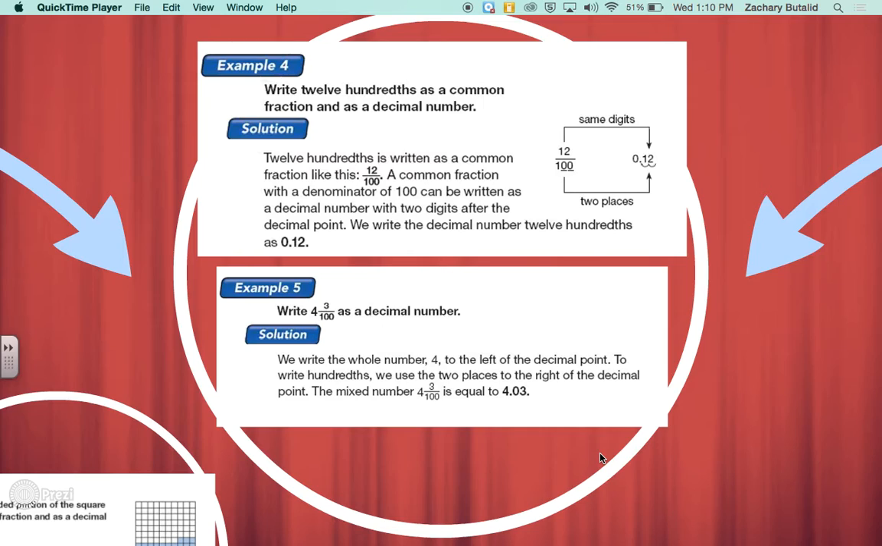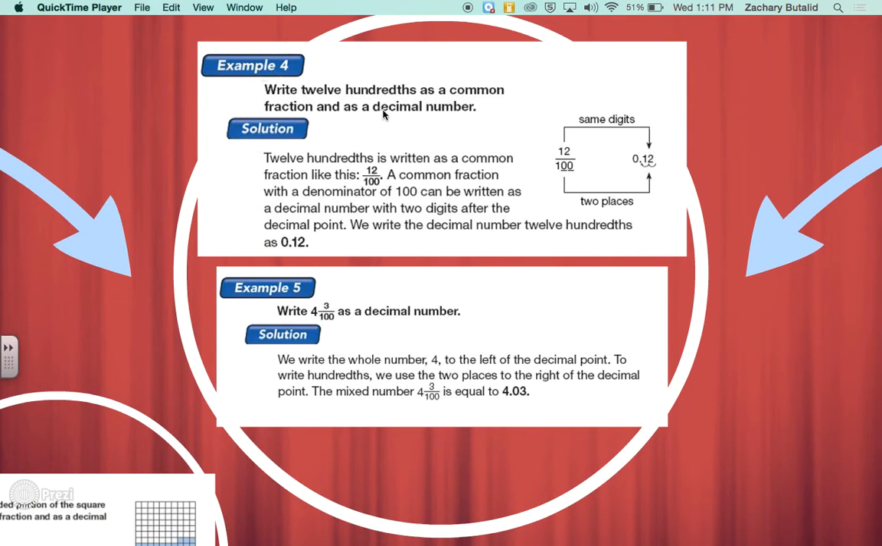Okay. Example number 4, we're going to write 12 hundredths as a common fraction and as a decimal. So 12 hundredths. Remember the space to the right, after the decimal point, you go 2 places to the right. That's our hundredth spot. And so we write that as a fraction with 100 on the bottom. So if we have 12 hundredths, it's going to look like this: 12 over 100. Pretty darn simple. All right.